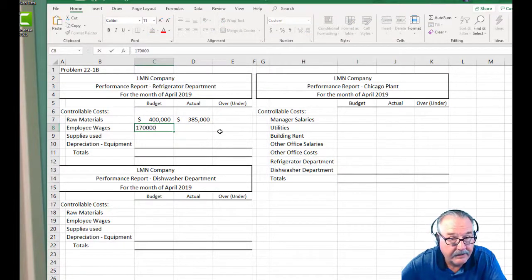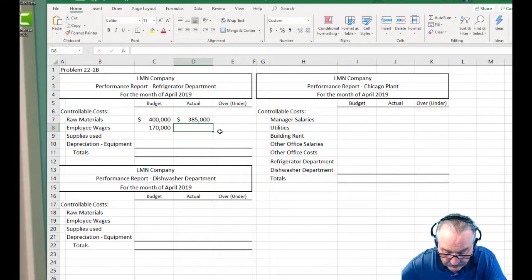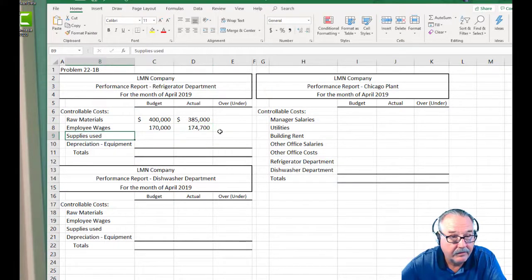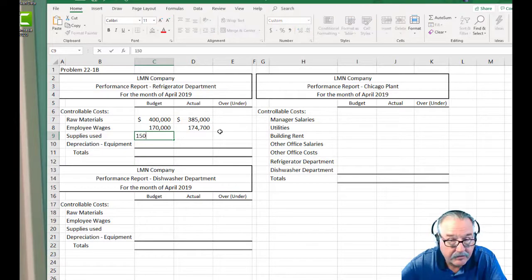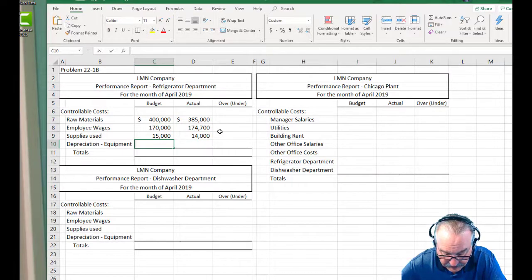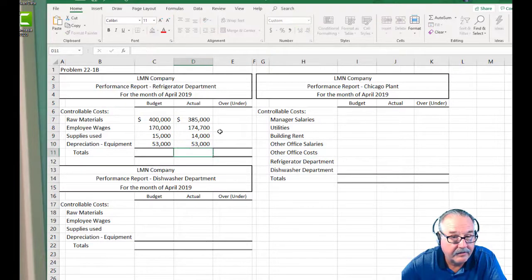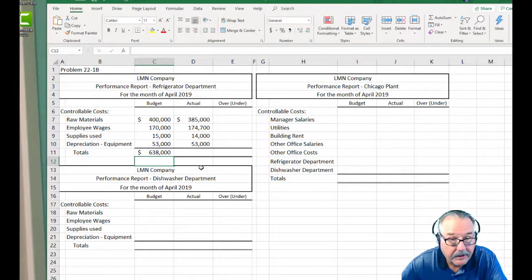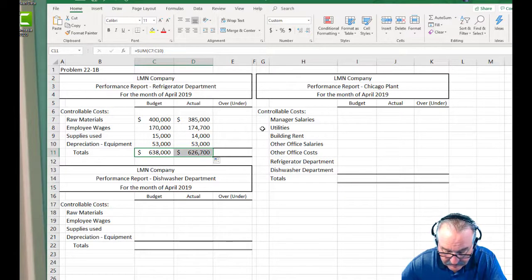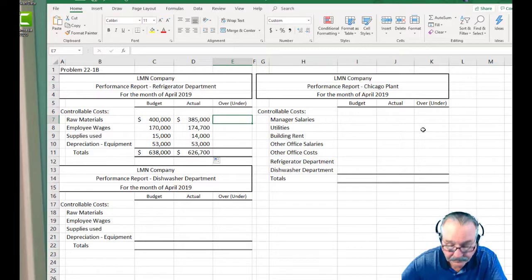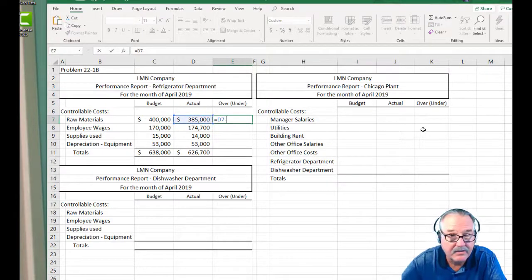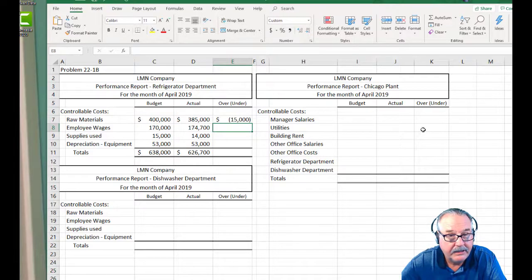Employee wages, $170,000. The actual, $174,700. Supplies used, $15,000. We actually used $14,000. Depreciation on the equipment was $53,000, and that's what actually was recorded. So we have $638,000 in total budgeted expense, and we spent $626,700.